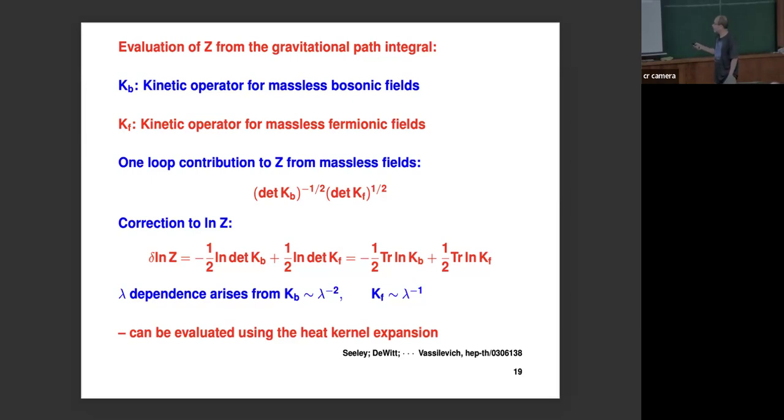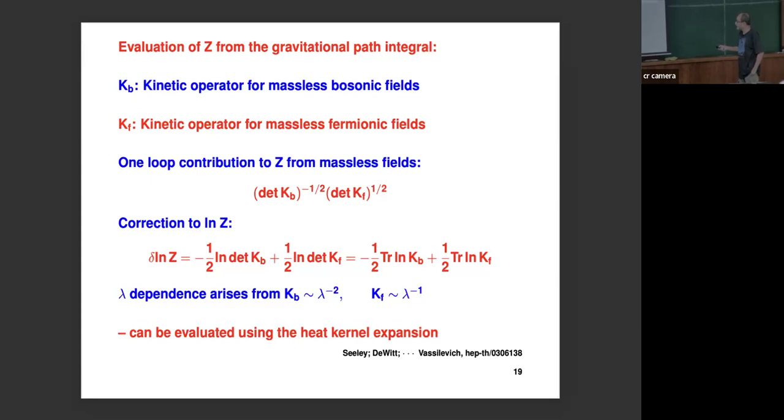So this gives you a correction to log Z, which is just log of this. So minus half log determinant Kb plus half log determinant Kf, which you can also write this way. And now the lambda dependence in these comes because Kb is the Laplacian operator, the kinetic operator for massless bosons, right? This has two derivatives contracted with g upper mu nu, so that goes as lambda to the minus 2. And similarly, Kf goes as lambda to the minus 1, because it has only one derivative. So we get some lambda dependent contribution here, and lambda dependent contribution here.